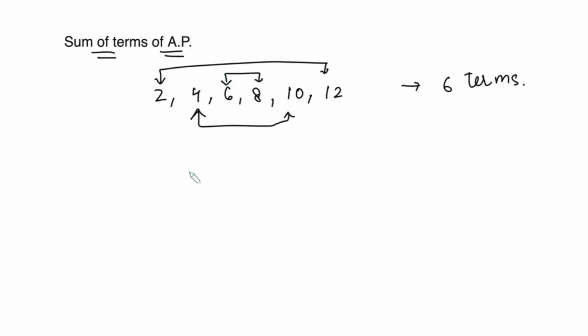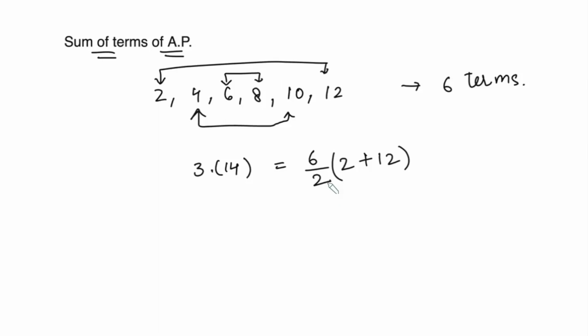So we have three groups of 14, and that will give you the sum of this AP, right? Or we can also write it as: there were 6 terms, divided by 2, times the sum of the first term and the last term. And that should give you the sum of all the terms of this AP.